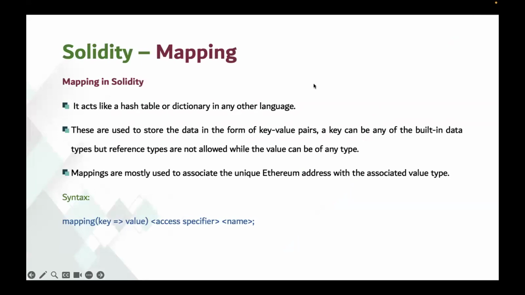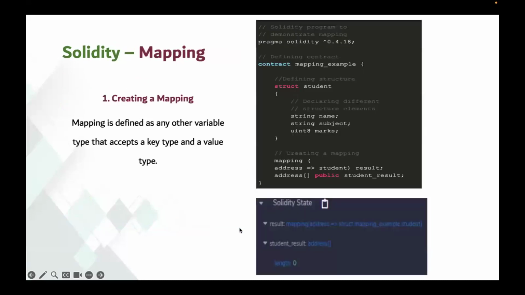Let's start by looking at the basic syntax of the mapping. Here we have a mapping, then we have a key, and after that we have a value. Then we have an access specifier, which can be public, private, and so on. And then we have the name of the mapping. How can we create a mapping?